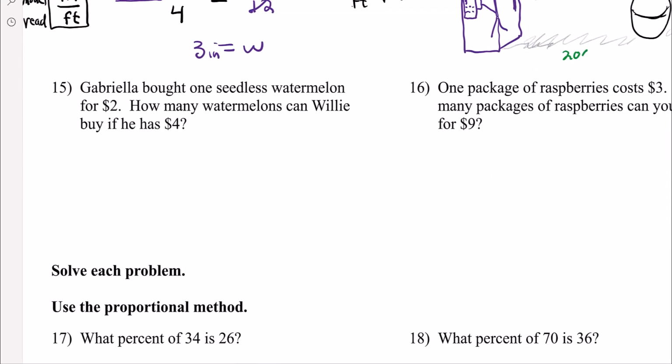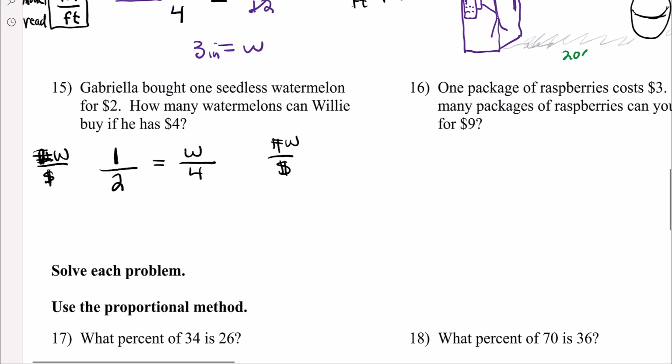Gabriella bought one seedless watermelon for $2. So this is the watermelon, the number of watermelons, and this is the cost. So this will be the cost, and this will be the number of watermelons. How many watermelons? Oh, we don't know, so we're going to put W for watermelon. If he has $4, this is the money. So you just organize the information so you set up a correct proportion.